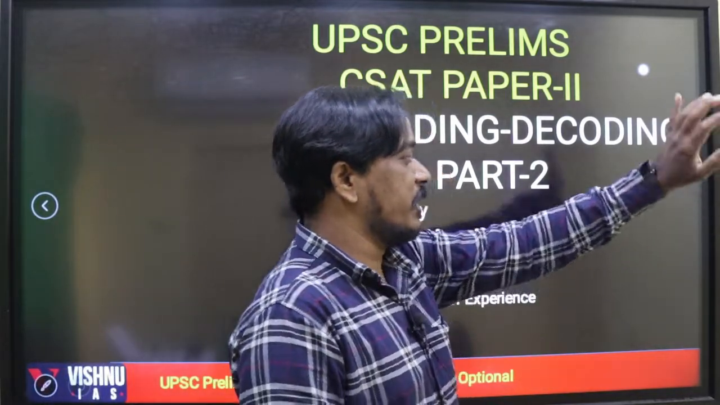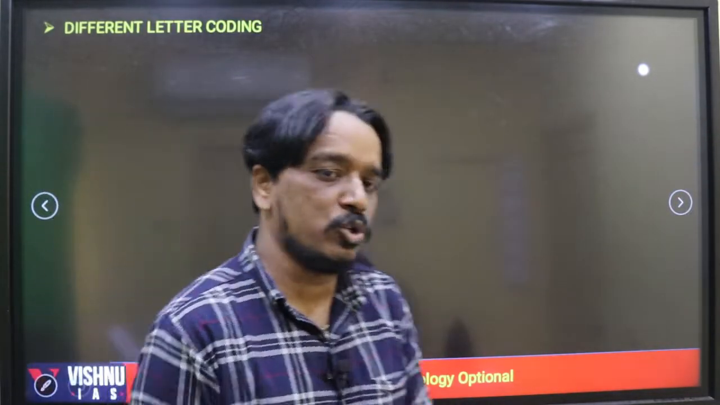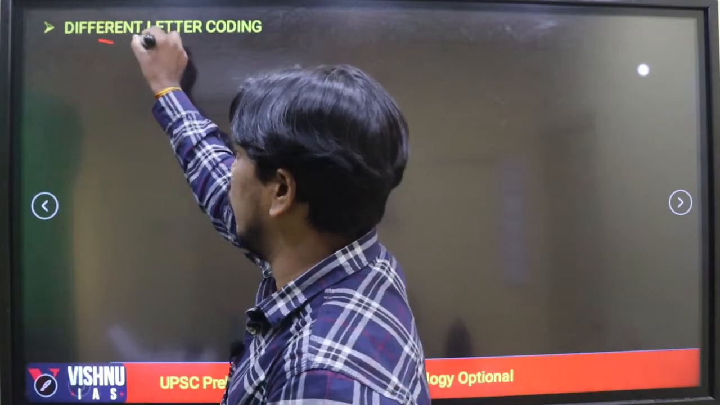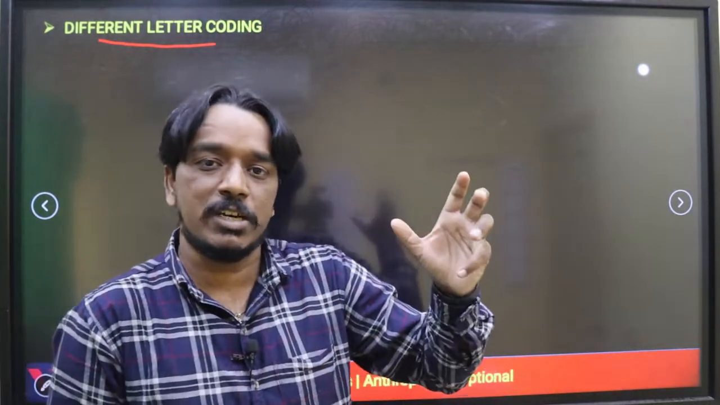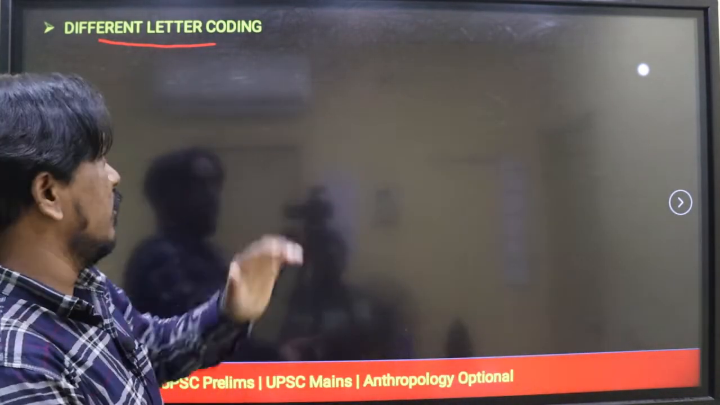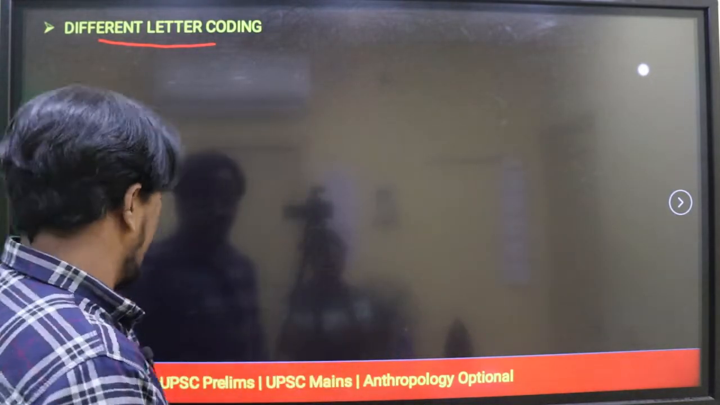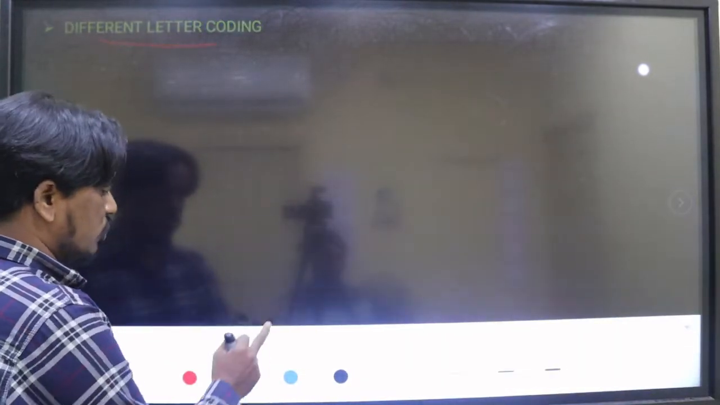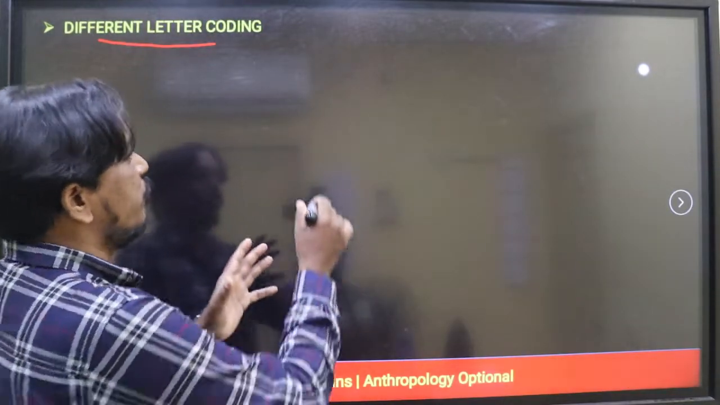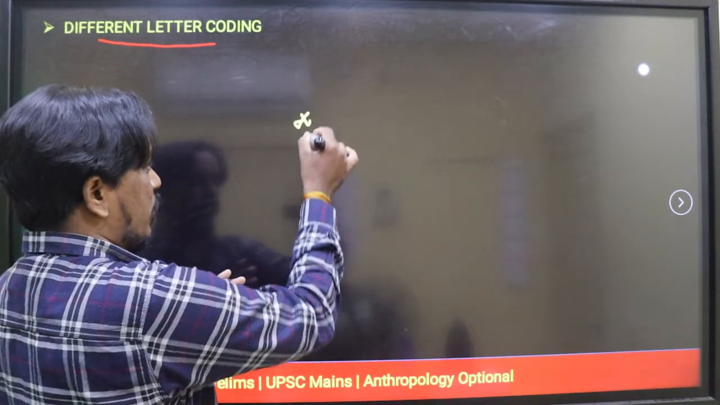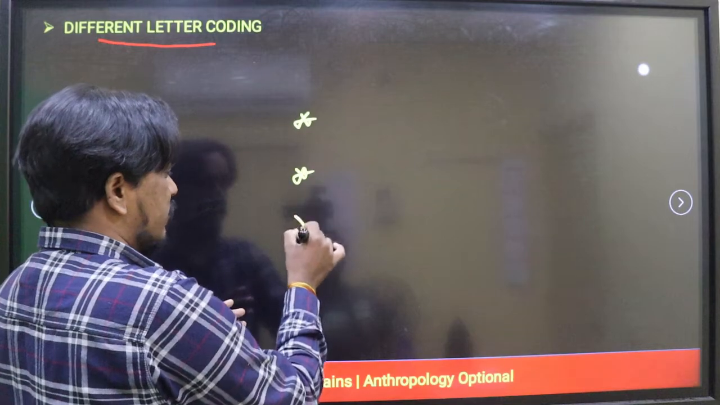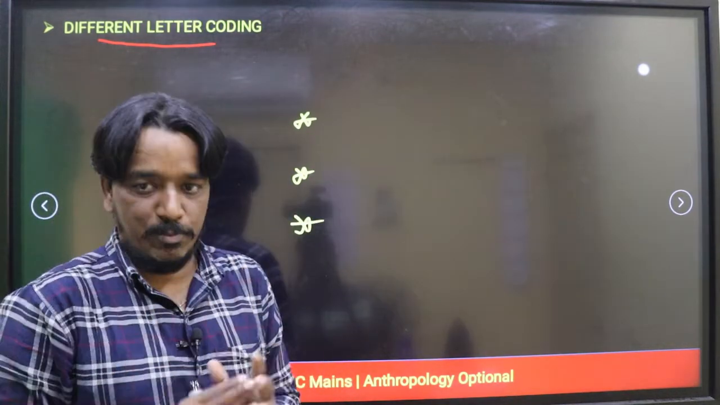Let's take a different type of question in coding decoding 2, that is, different letter coding questions, which are another important type. In the last session we discussed same letter coding and saw some previous year questions. Here we will discuss different letter coding questions. Whenever we get these, we have to follow some particular steps in a proper order, then only we can answer very easily and in a simple way.